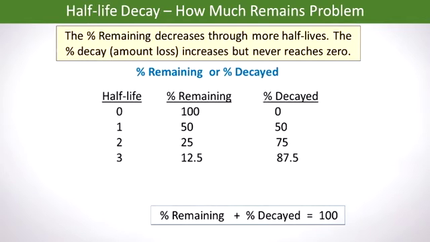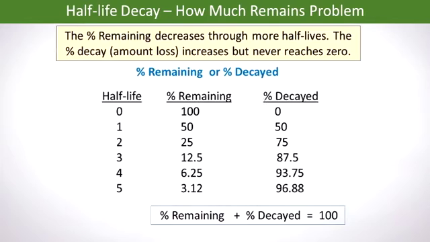A second half-life leaves us with 25% remaining and 75% decayed. A third half-life gives us 12.5, which is half of 25, remaining, and 87.5% decayed. And if we carry this on through the fourth half-life, followed by the fifth half-life, we see the values shown here. Again, remember that the remaining plus the decay must equal 100%.